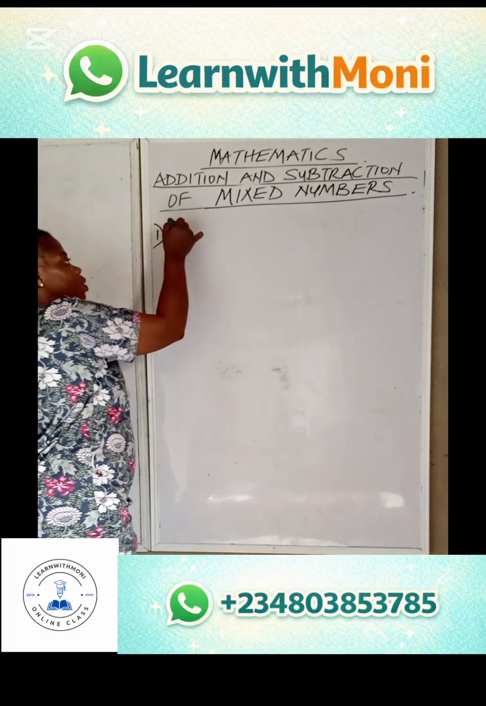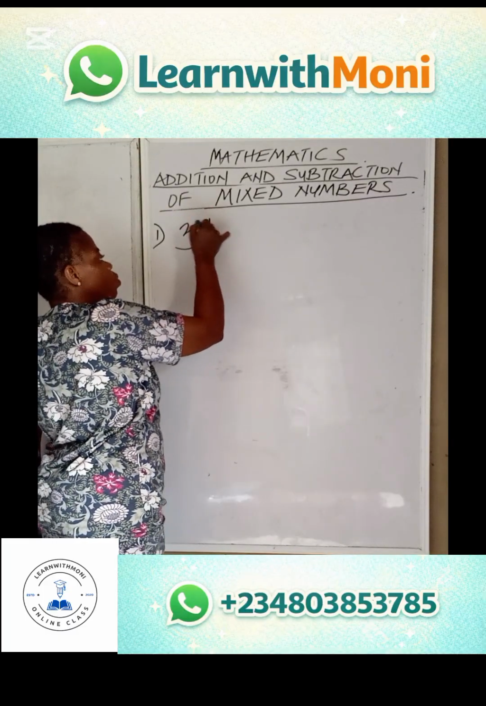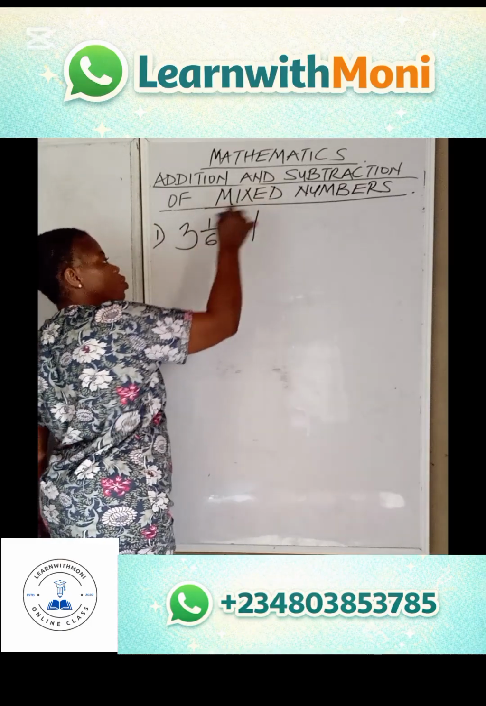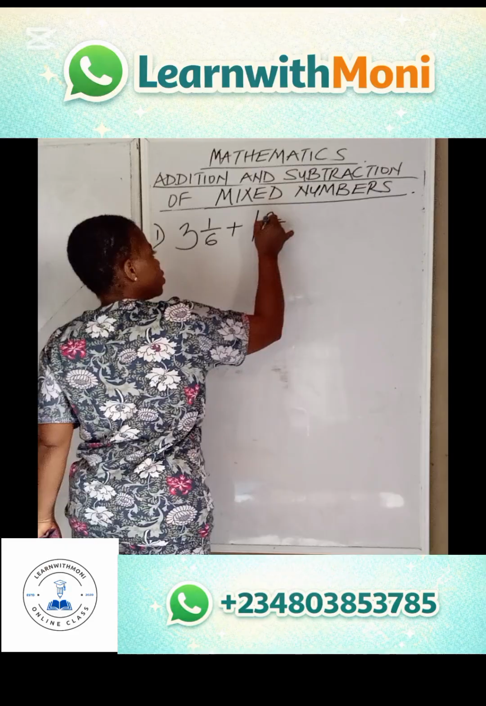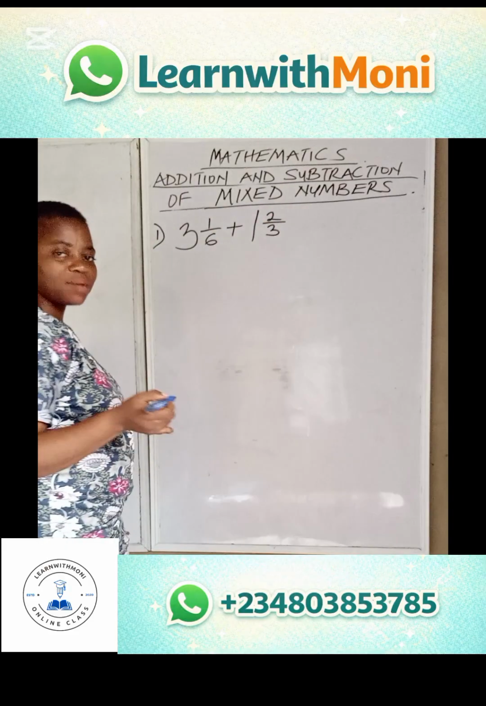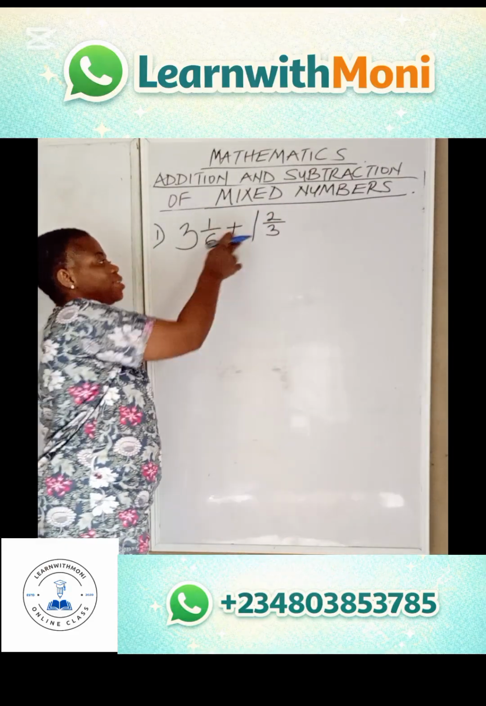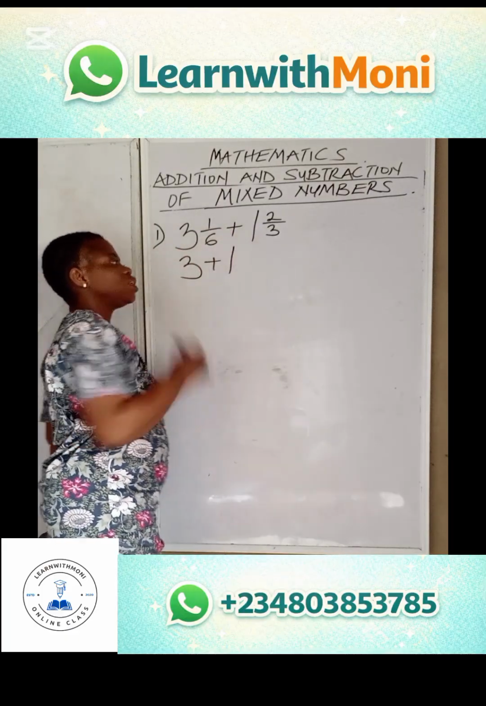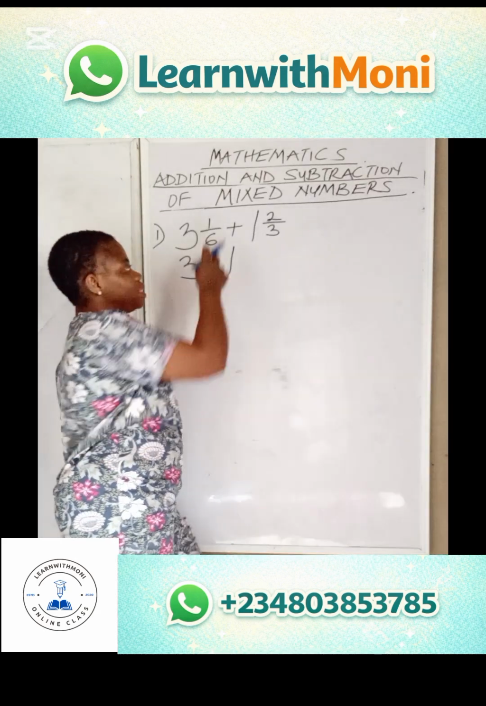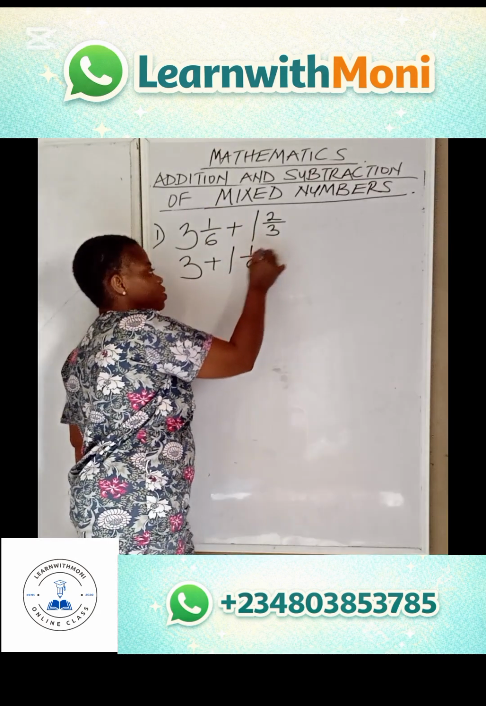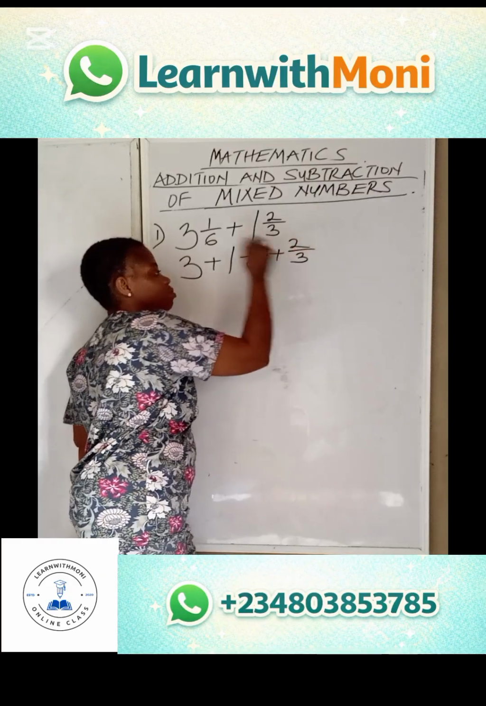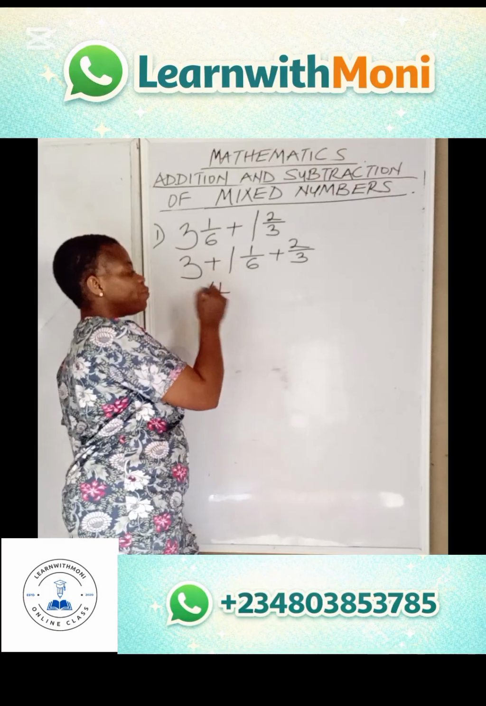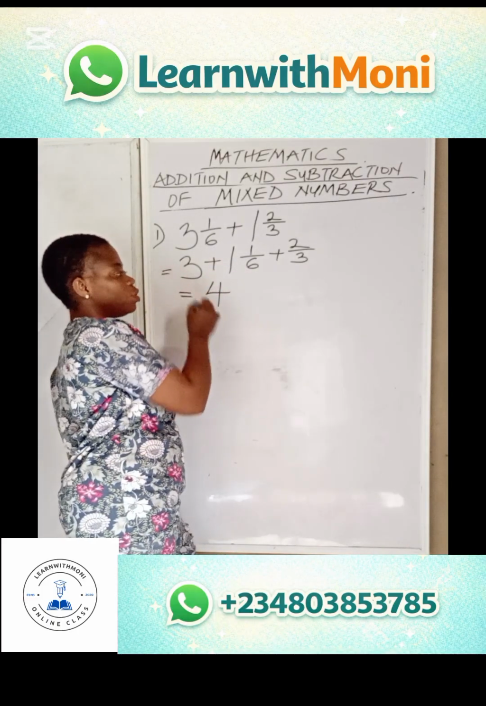Let's say, for example, I have 3 wholes, 1 over 6 plus 1 whole, 2 over 3. And I want to add them together. I will start by adding the wholes. The whole numbers are 3 and 1, 3 plus 1. Then I will add the fraction 1 over 6 plus 2 over 3. So let's go. 3 wholes plus 1 whole is 4 wholes.